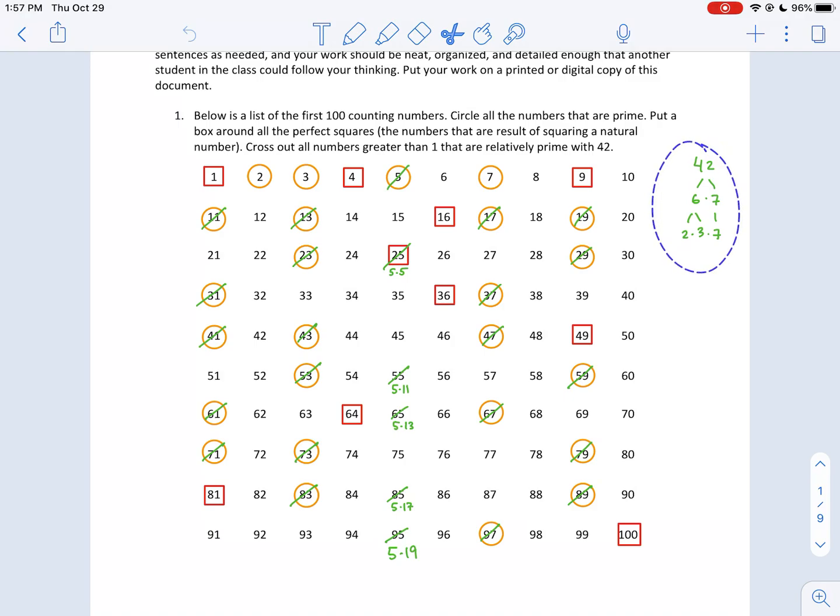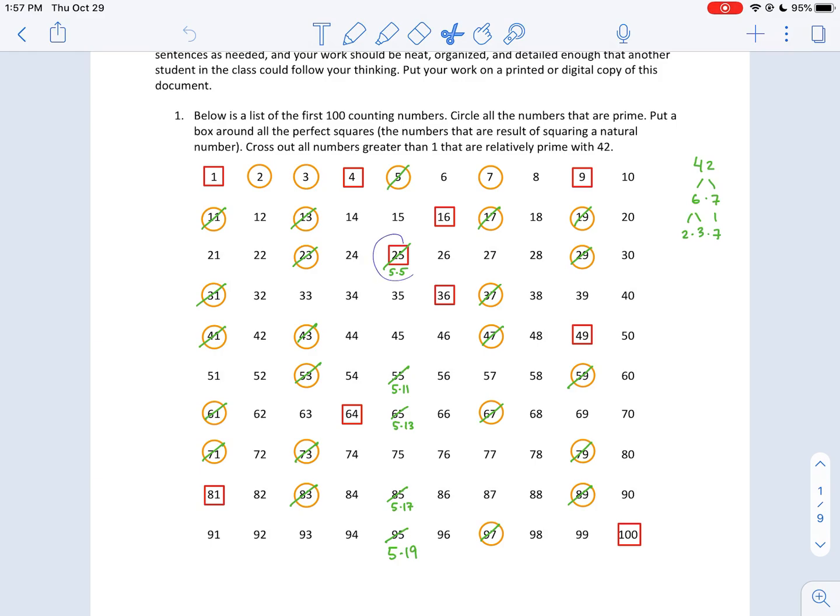The only numbers that should be crossed out are numbers that, when you factor them, don't have a 2, 3, or 7 in their prime factorization. So all the other numbers that are prime, that are not 2, 3, or 7, are co-prime with 42. So you notice I crossed out every prime number that's 5, and then all prime numbers 11 and higher had to be crossed out. The only prime numbers I did not cross out were 2 and 3 and 7, because those are the factors of 42.